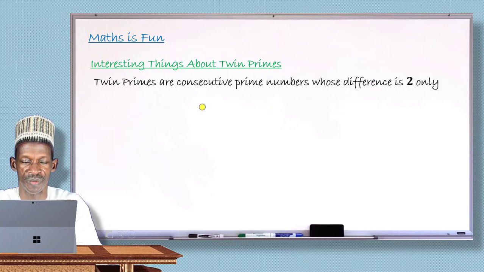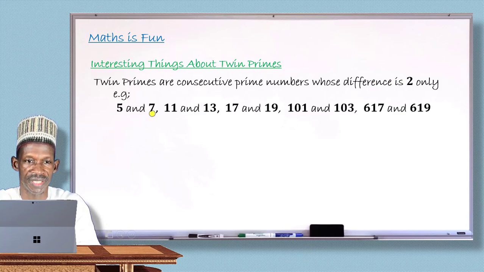Let's just have some examples of twin primes. 5 and 7 are twins. 11 and 13 are twins. 17 and 19 are twins. 101 and 103 are twins. If you check, the difference between 5 and 7 is 2, 11 and 13 is 2, 17 and 19 is 2. These are what we call the twin prime numbers. They are all prime numbers in the sequence of prime numbers, but the difference between those two consecutive prime numbers is just 2.